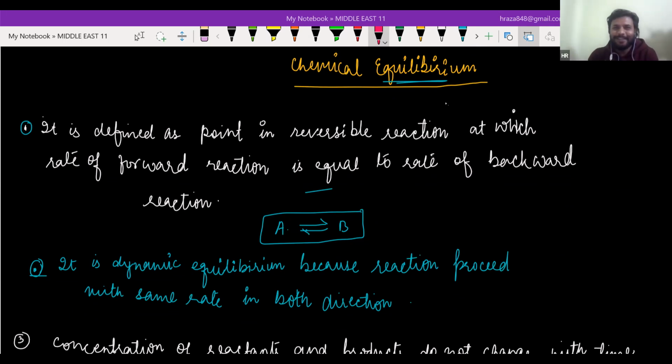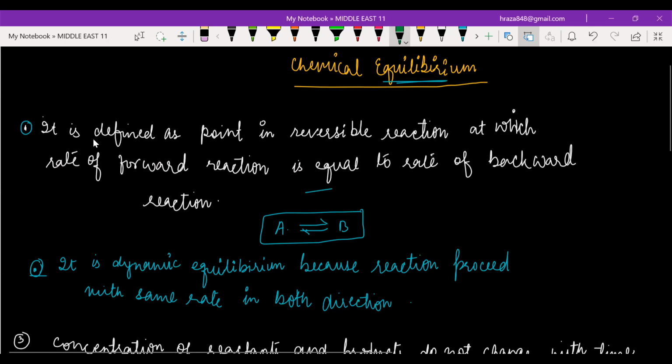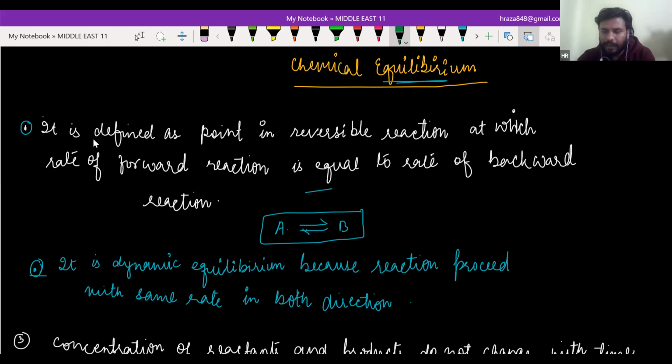You can see what chemical equilibrium is. Chemical equilibrium is a point in a chemical reaction or process where rate of forward is equal to rate of backward. It is for only reversible reactions. As I already told you in thermodynamics, reversible is when A converts into B and B can also be converted into A. In this process, the rate of forward reaction, that is converting A to B, and the rate of backward reaction, that is converting B to A, are equal. That means A is converting into B and B is converting into A at the same rate. That point is called chemical equilibrium.